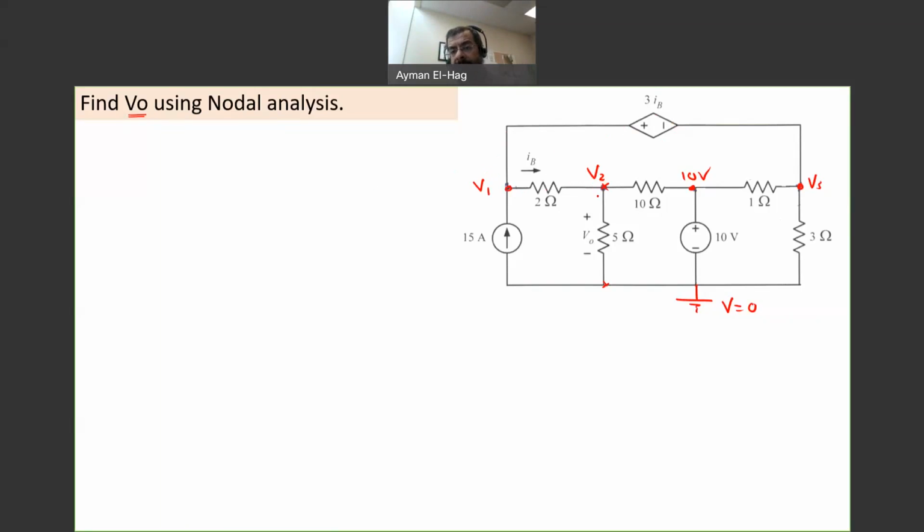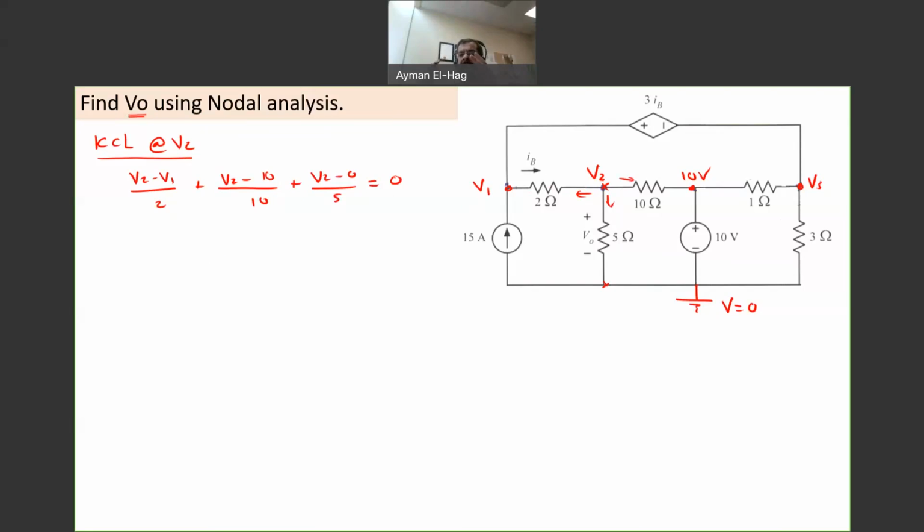V2, no, it's not connected to any voltage source. So the first equation, I will apply KCL at V2. Now, as I mentioned before, we assume all the currents are leaving. So this current is leaving, leaving, and leaving. So to the left, we have V2 minus V1 divided by 2, plus to the right, V2 minus 10 divided by 10, plus the bottom, V2 minus 0 divided by 5, and this is equal to 0. We have three branches connected to the node V2, so we have three items.